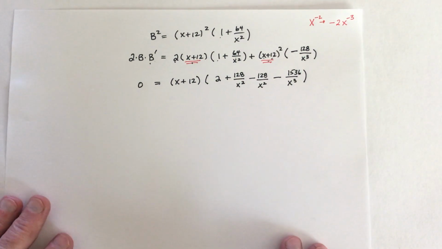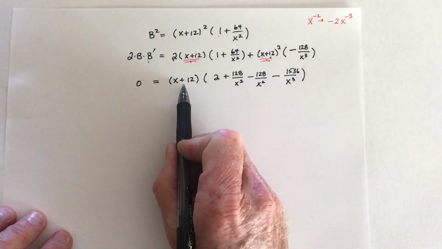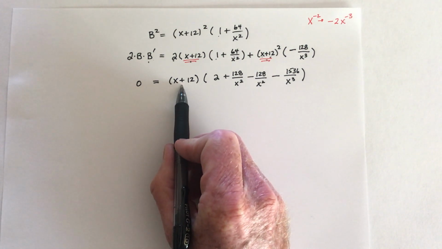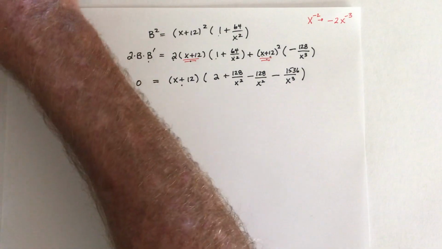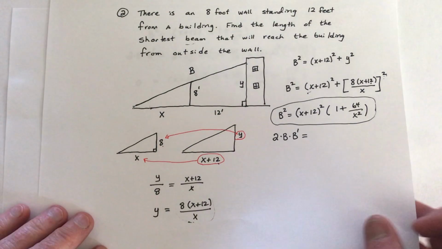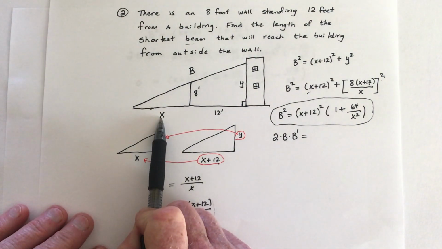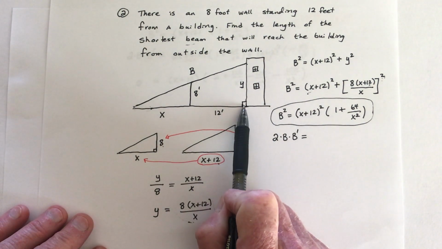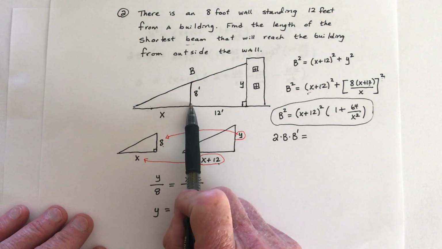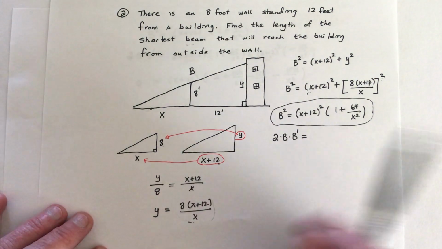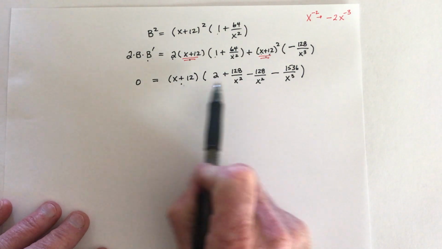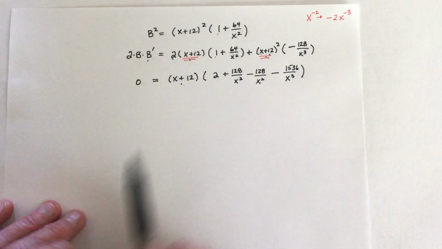All right, almost done. So if you set this one equal to 0, that's going to give you that x equals negative 12. Well, for one thing, we can't have a negative length. And also, if x equals negative 12, that means that this point got moved over to here, which means somebody must have torn down this wall, and that is not possible. So this is not going to give us any solution. The solution must come from this.